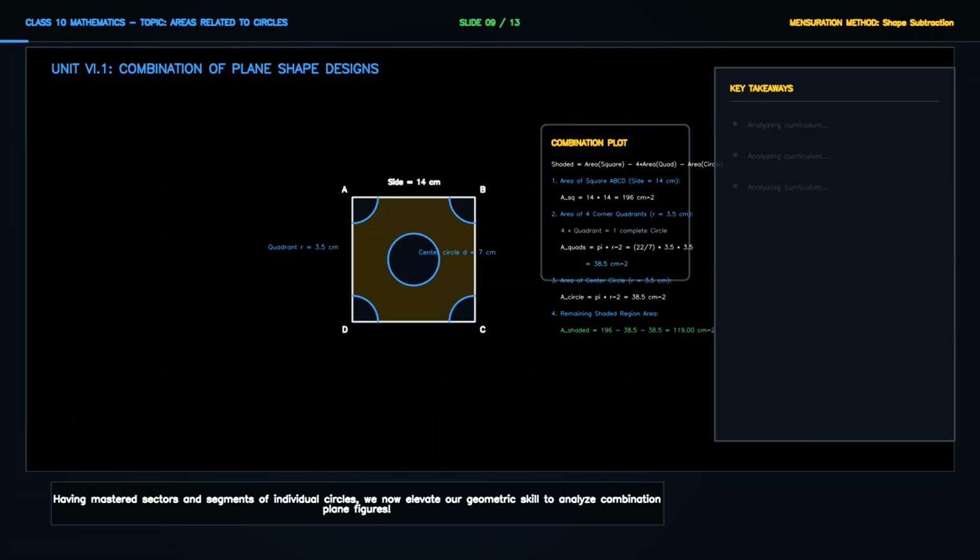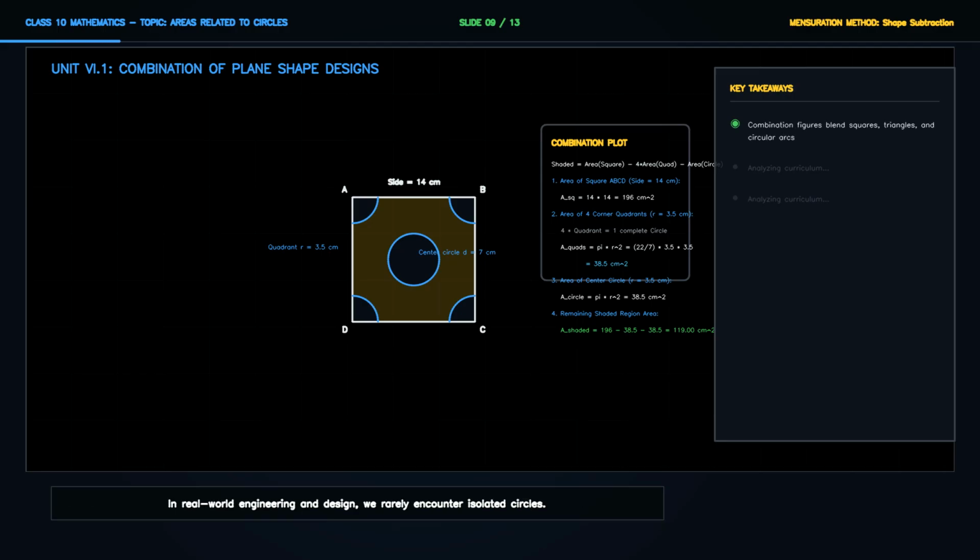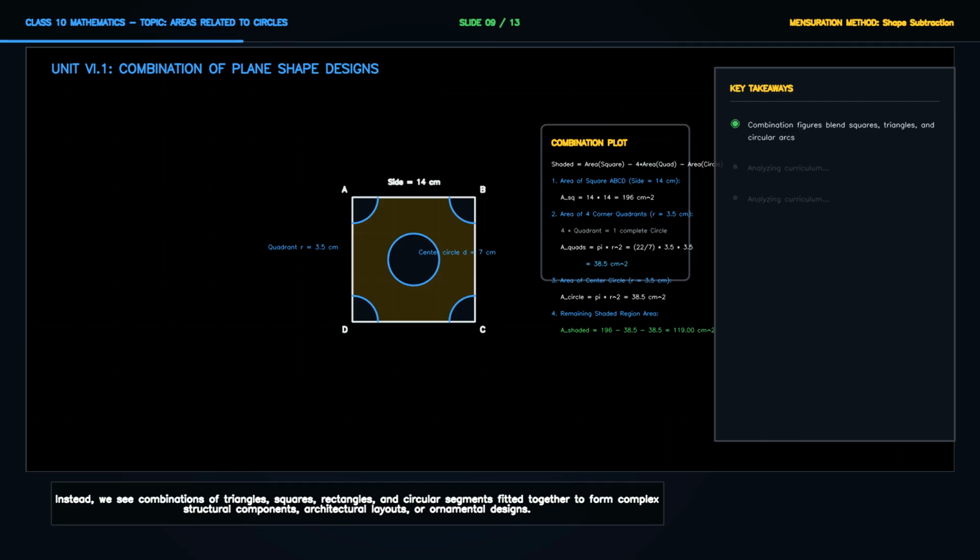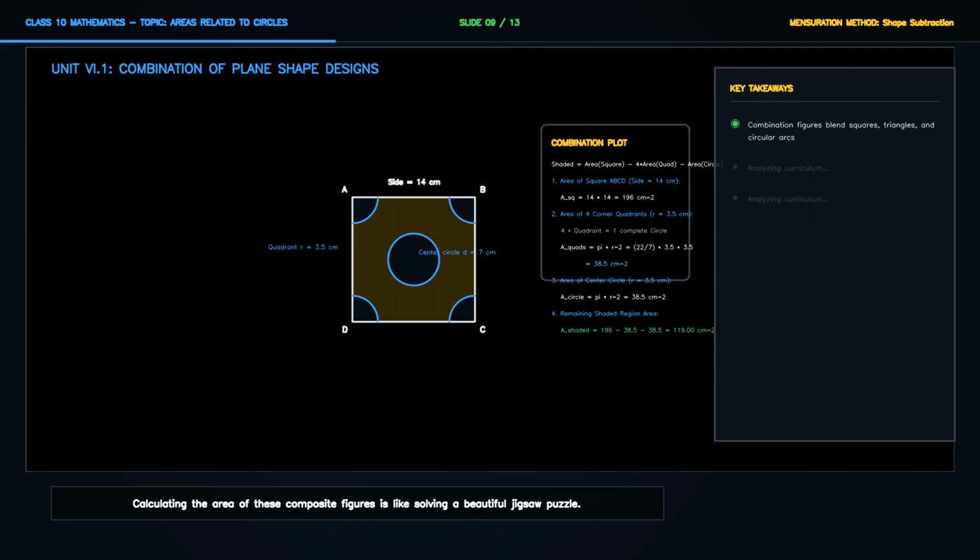Having mastered sectors and segments of individual circles, we now elevate our geometric skill to analyze combination plane figures. In real-world engineering and design, we rarely encounter isolated circles. Instead, we see combinations of triangles, squares, rectangles, and circular segments fitted together to form complex structural components, architectural layouts, or ornamental designs. Calculating the area of these composite figures is like solving a beautiful jigsaw puzzle.